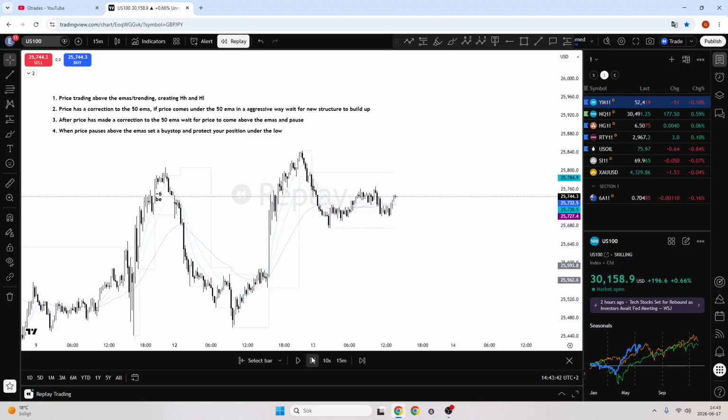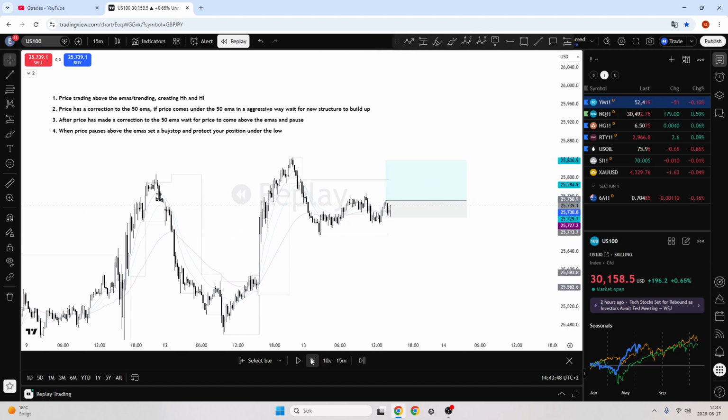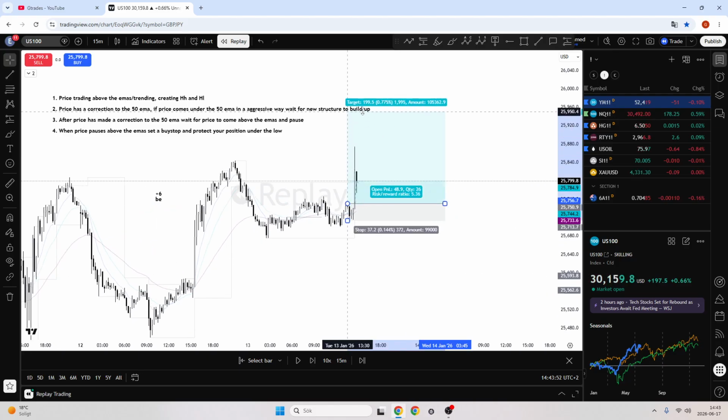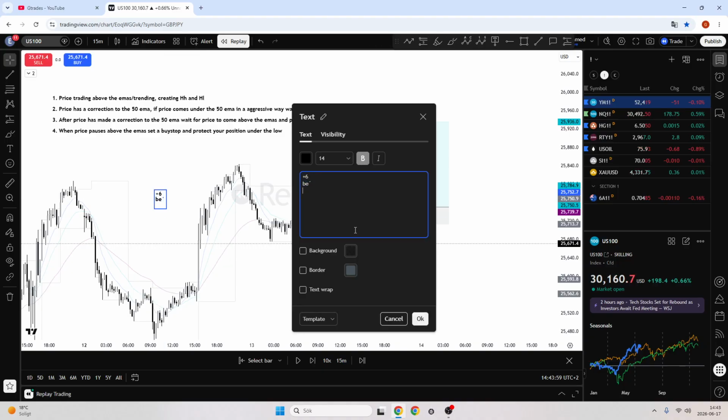Let's wait for a pause here. This is a pause. So we simply throw a buy stop at these points right here. It just explodes up, as you guys can see here. This is a break even.